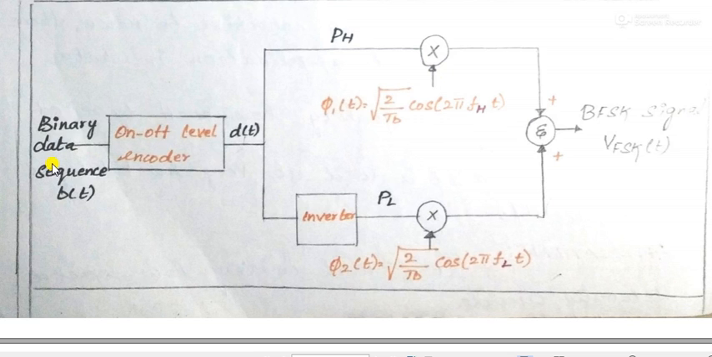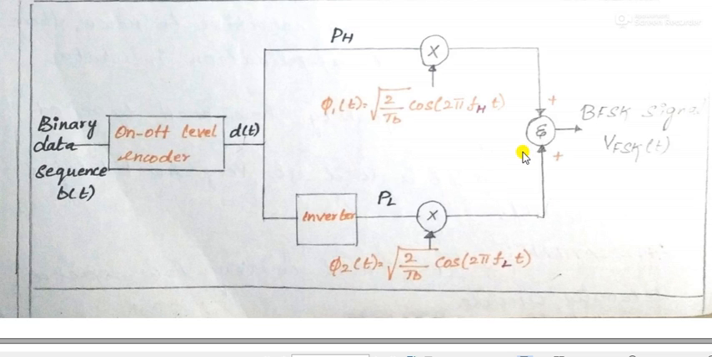When we have binary bit 0 at the input, the oscillator with frequency FH in the upper channel is switched off, and the oscillator with frequency FL in the lower channel is switched on, because the inverter converts binary 0 into binary 1, with the result that frequency FL is transmitted, that is FL is equal to FC minus del F.